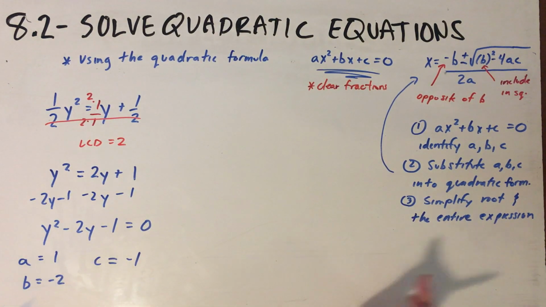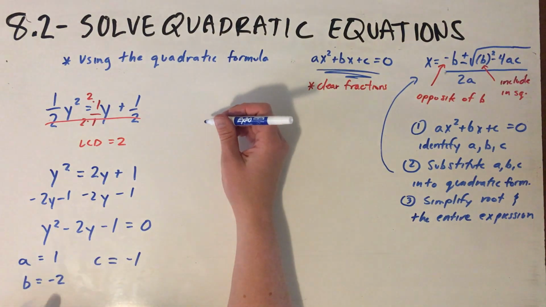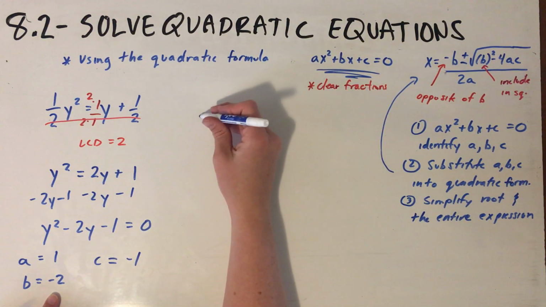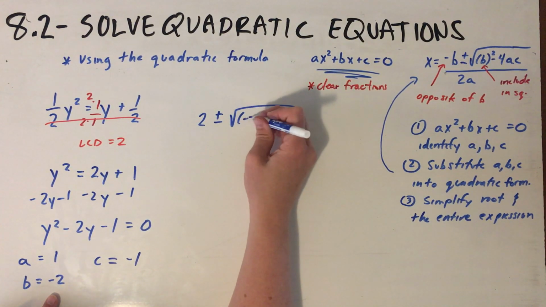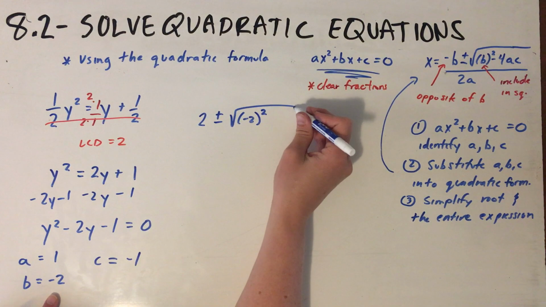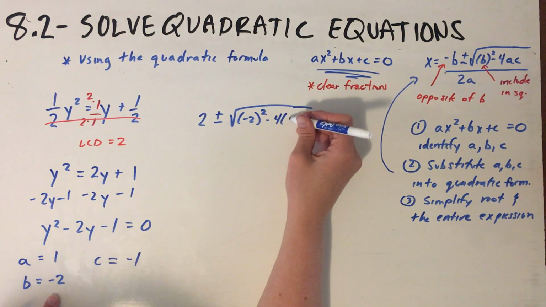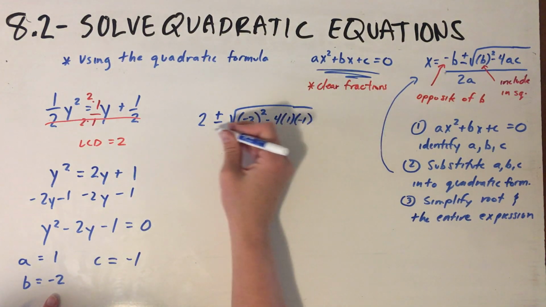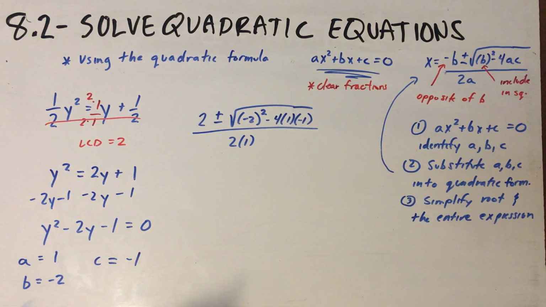So now we just finished step 1, clear the fractions first. Now we're going to substitute a, b, and c into the quadratic formula. So I've got -b, or the opposite of b. In this case, b is -2, so the opposite of -2 is going to be 2, plus or minus the square root of b, which is -2, the whole thing is being squared, minus 4 times a, which is 1, times c, which is -1, all over 2 times a, which again is still 1.